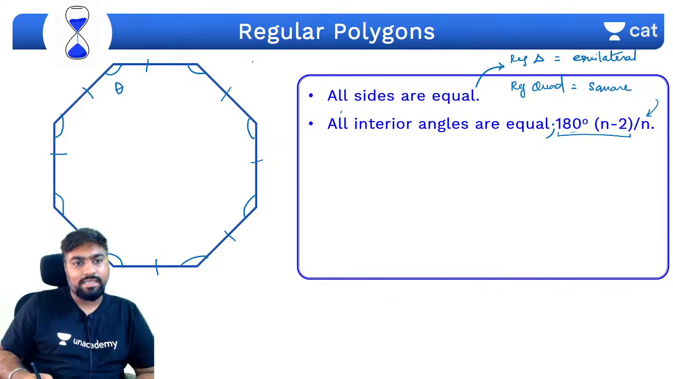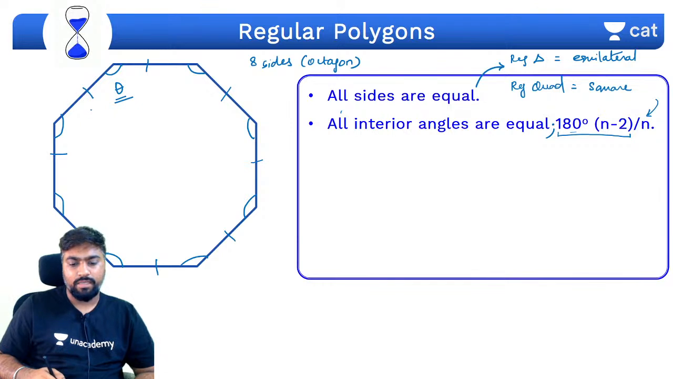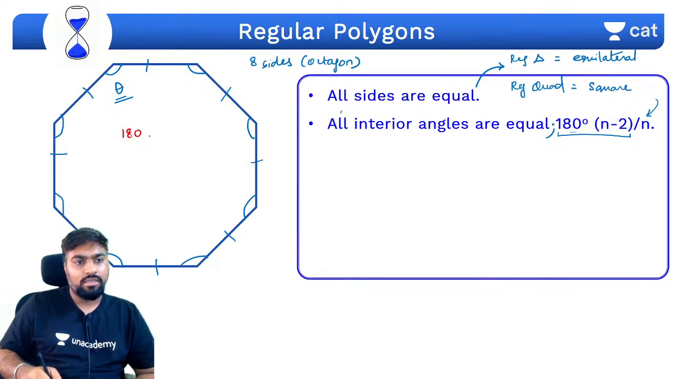Octagon is what? 8 sides. So for an octagon, what is the measure of one angle? How much will it be? 45, 67.5, 45. So what will be the sum of all these angles? Sum of all these angles will be 180 into n minus 2. Correct?